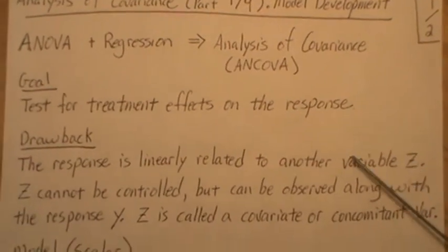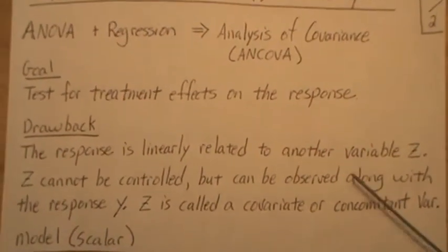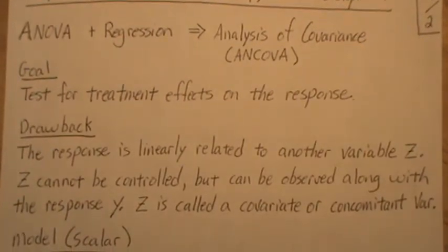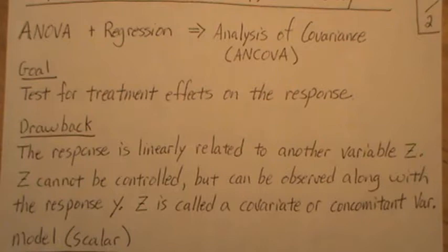Now, this is the setting. The drawback is that the response is linearly related to another variable called z. Now, z cannot be controlled, but it can be observed along with the response y. Now, z is called a covariate or a concomitant variable.